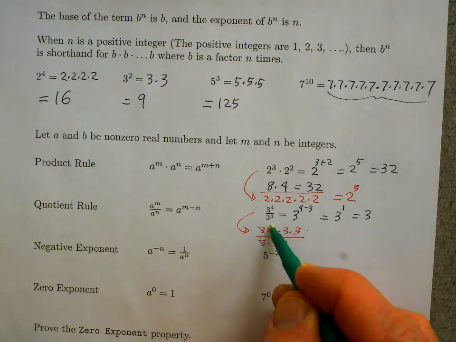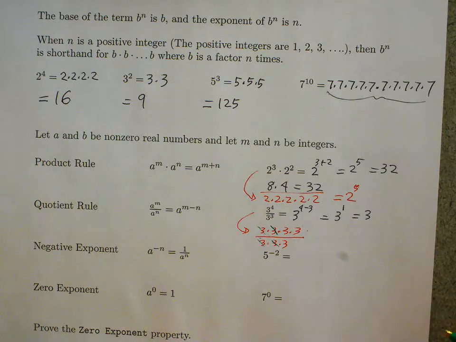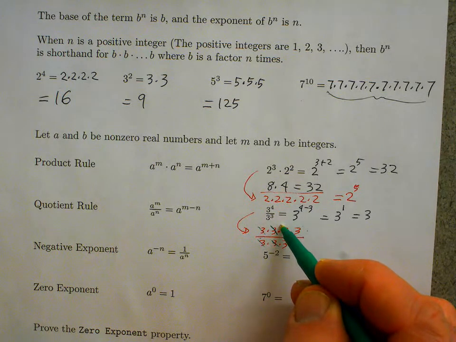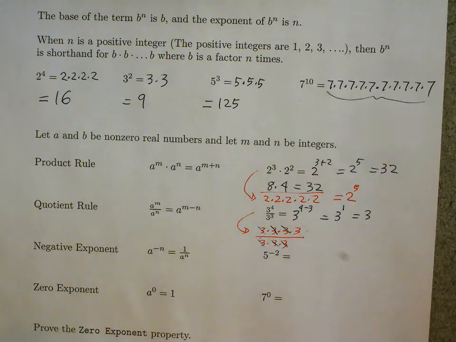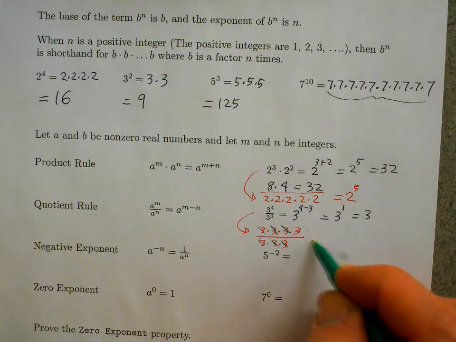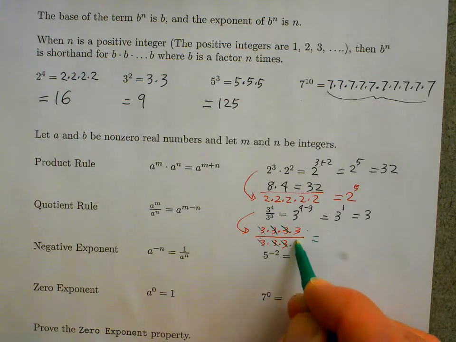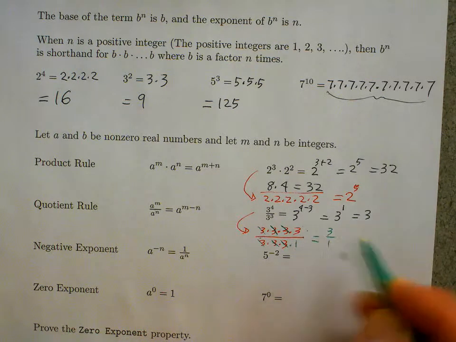And then we have another 3 divided by 3 that cancels. And then a third pair, 3 divided by 3. And so this simplifies to 1 is a factor of everything. You can think of this as 3 over 1, but 3 divided by 1 is 3.